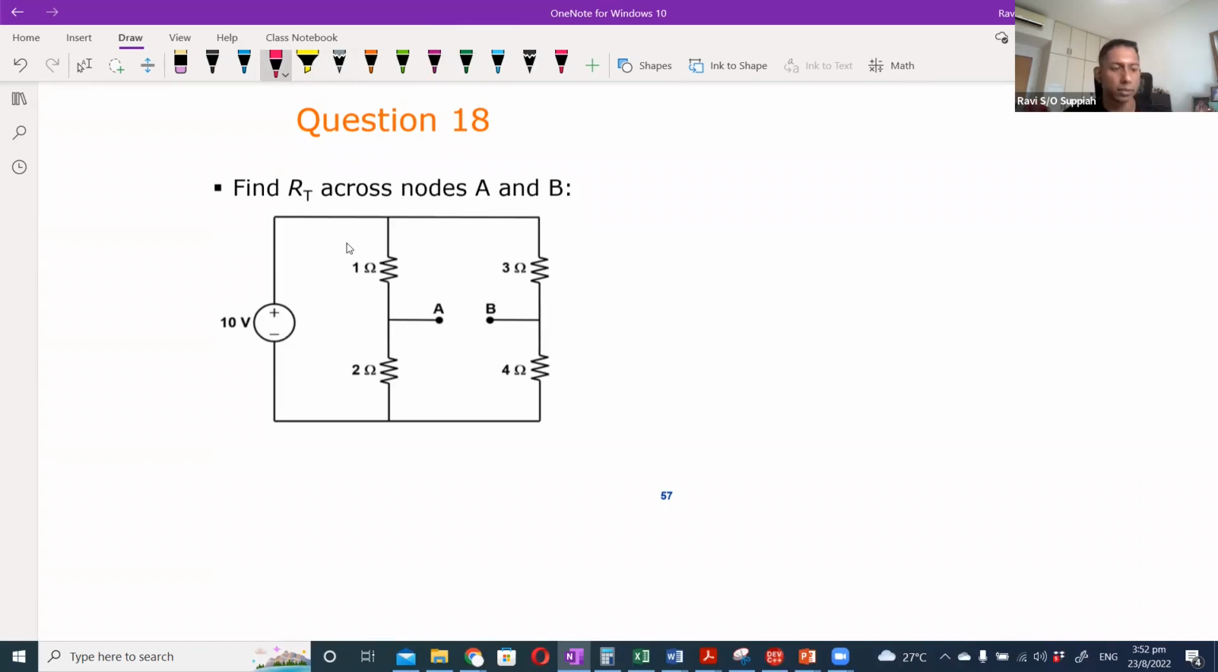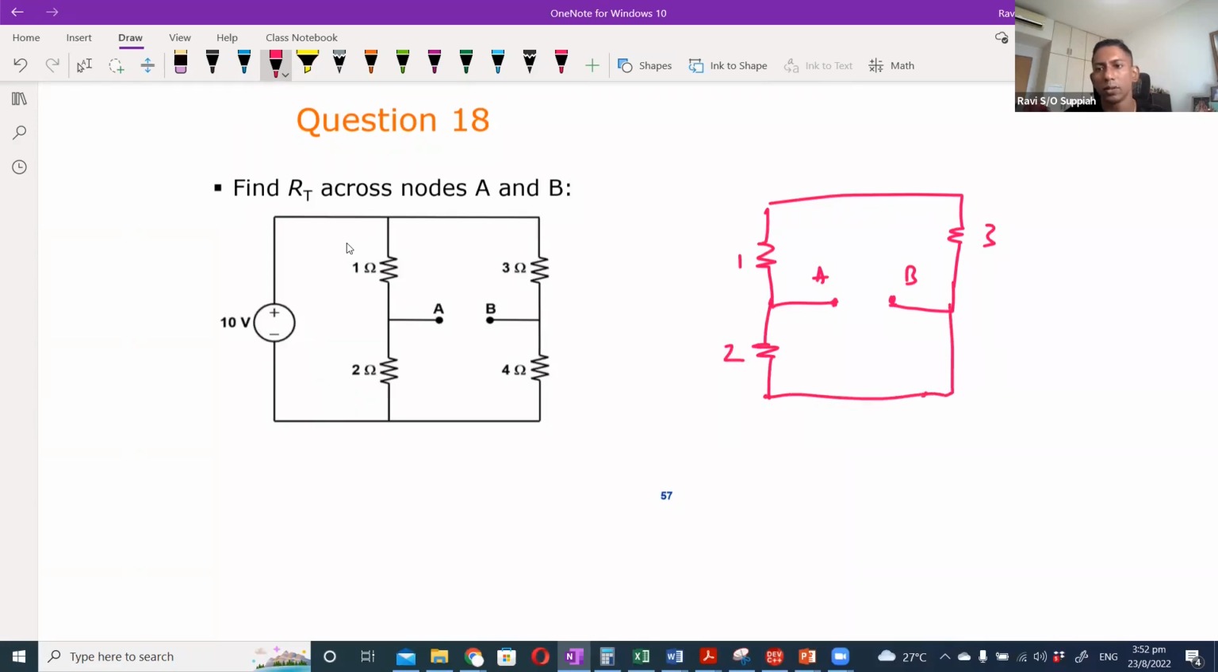So let's go ahead and do what we're supposed to do, which is short the supply. So this is your A, this is your B, this is your 1, this is your 3, this is your 2 ohm, and this is your 4 ohm, and you still have one more branch here.